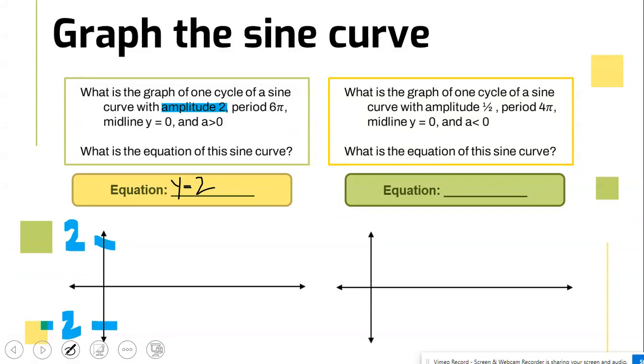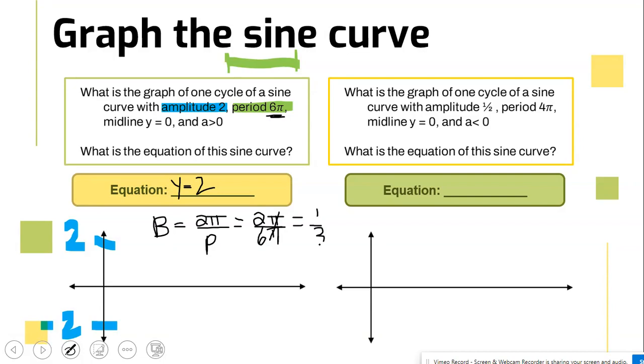If we have a period of 6 pi, remember the period was this length, 6 pi, but the period is not a part of the equation. B is. So we need to solve for b, right? So b is equal to 2 pi over the period. So 2 pi over, we're given the period is 6 pi. Pi's cancel. 2 over 6 reduces to 1/3. So that means we're going to have 2 times sine of 1/3 and then our variable x.